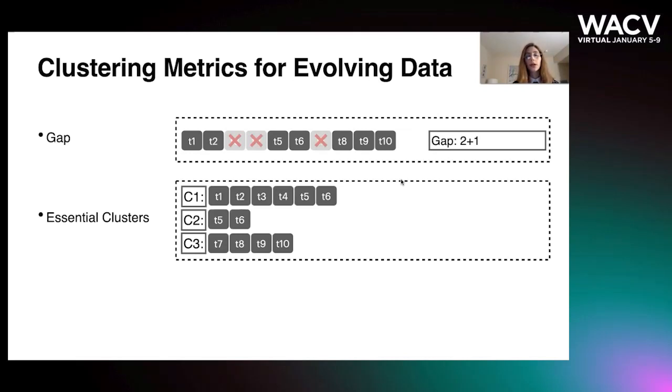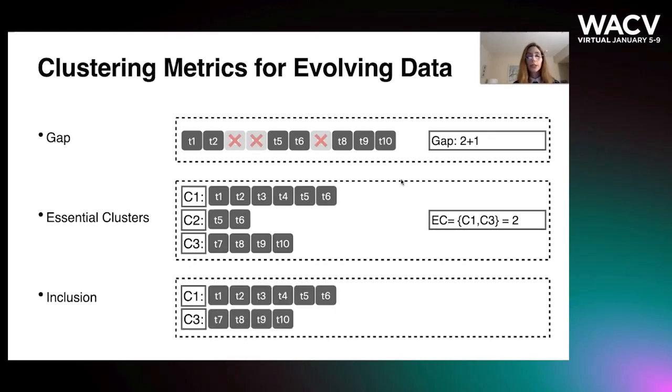Essential clusters are the clusters whose presence results in capturing the maximum number of time steps for a given class. For this example, C2, cluster number 2, is not an essential cluster because those time steps are captured by cluster number 1 as well. So the number of essential clusters here is 2. Inclusion is defined as the total number of time steps captured by the essential clusters for a given class.